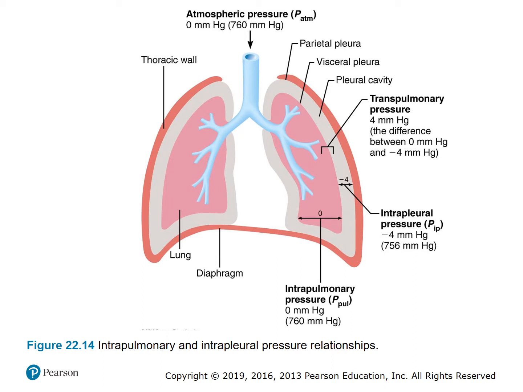intrapulmonary pressure. The direction of airflow is determined by the relationship between the atmospheric pressure and intrapulmonary pressure, which is measured inside the respiratory tract at the alveoli. And then we have the intrapleural pressure. The intrapleural pressure is the pressure measured in the space between the parietal and visceral pleura. And then we have the transpulmonary pressure, which basically prevents the lung from collapsing.